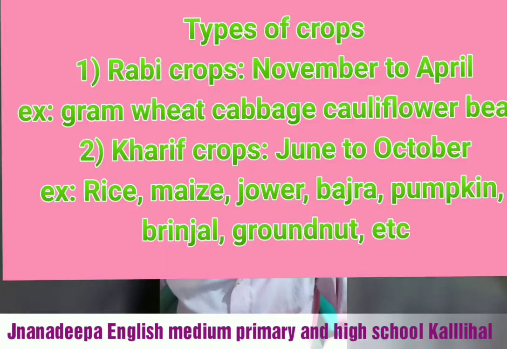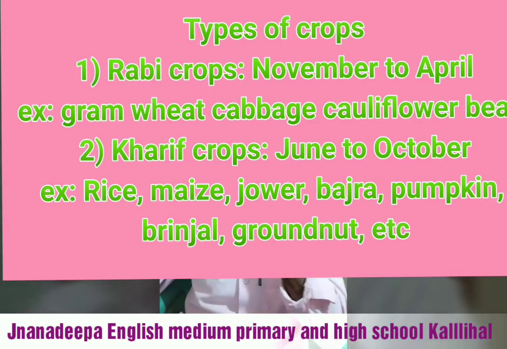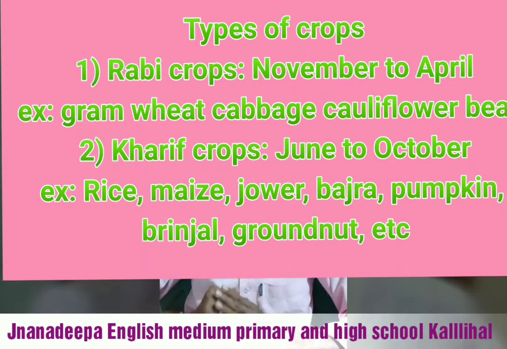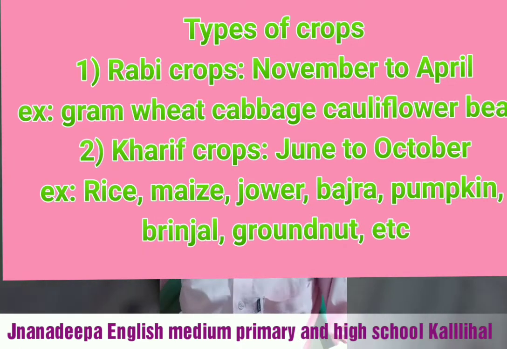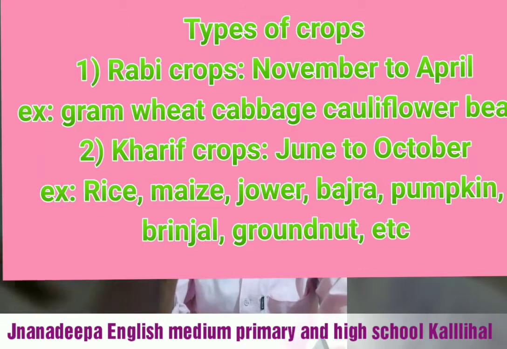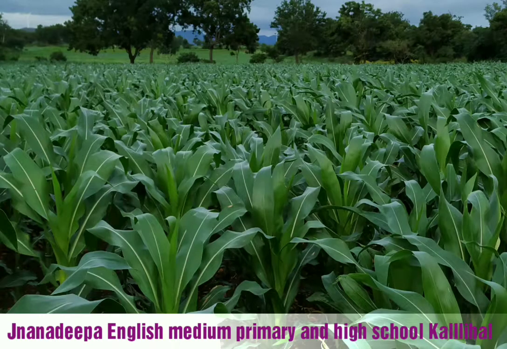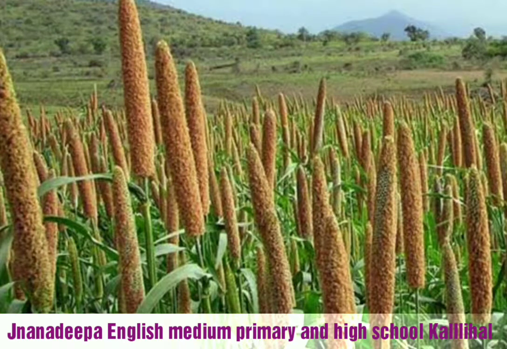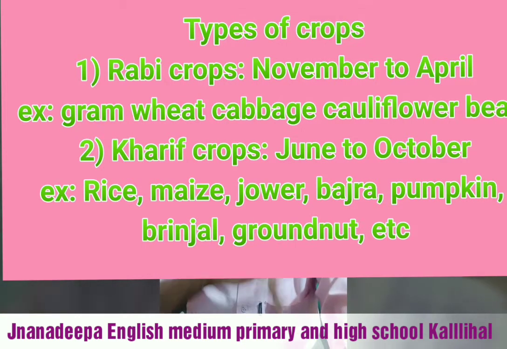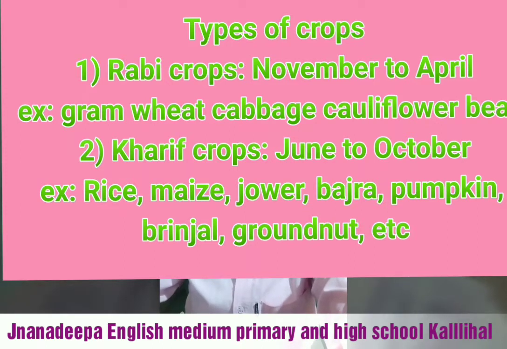Types of crops. There are two types of crops. First one is Kharif crops. Second one is Rabi crops. Crops grown in summer from June to October are called Kharif crops. For example, rice, maize, jowar, bajra, etc. And vegetables like pumpkin, brinjal, and groundnut are also grown as Kharif crops.